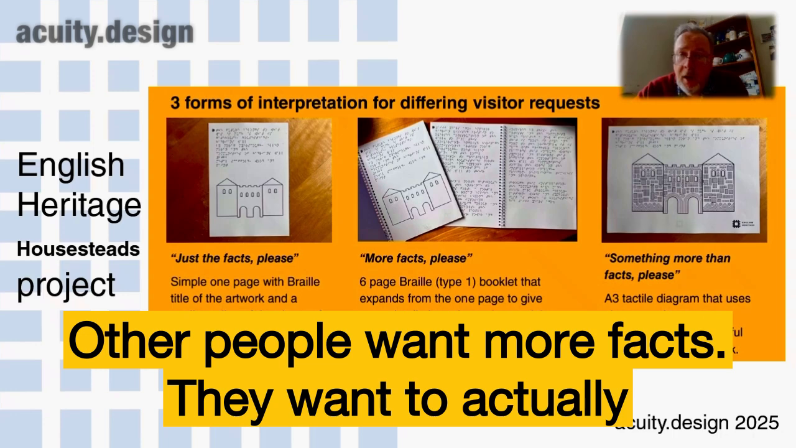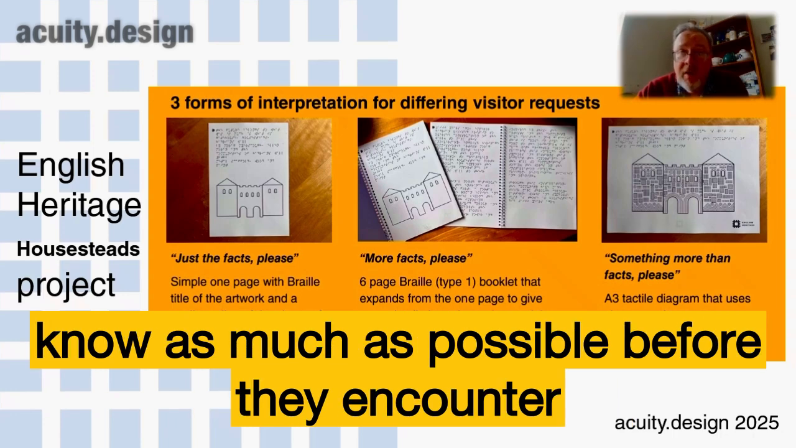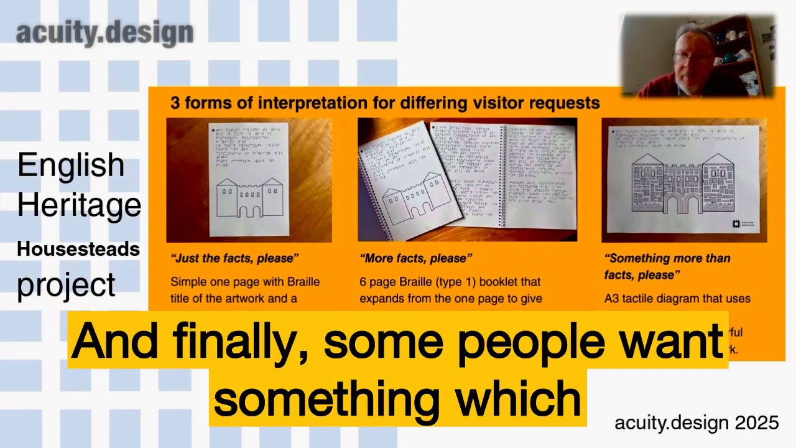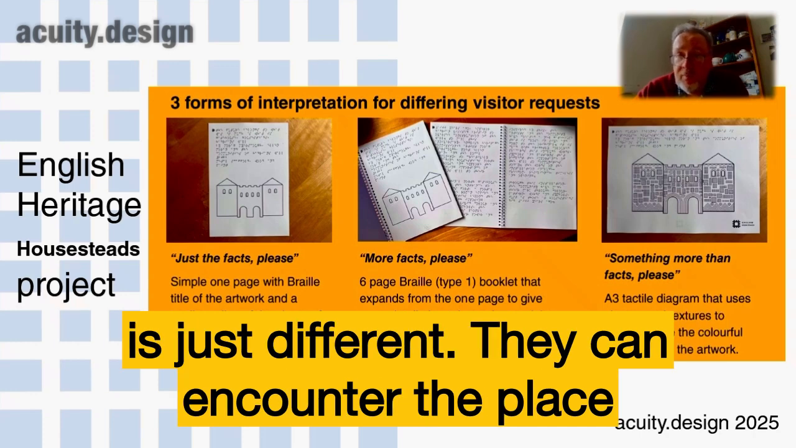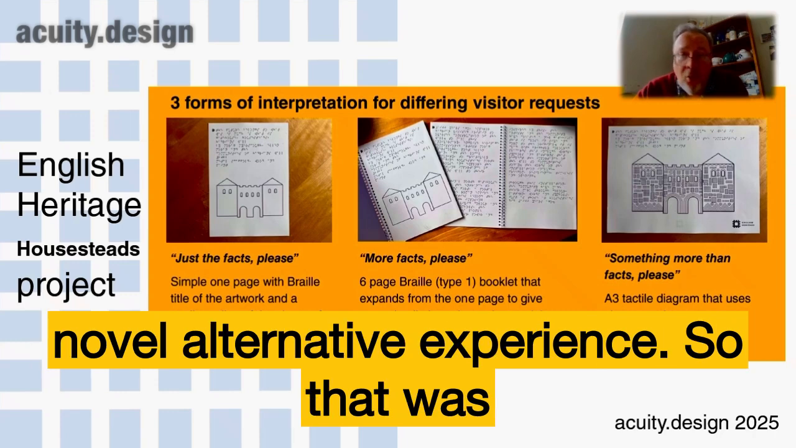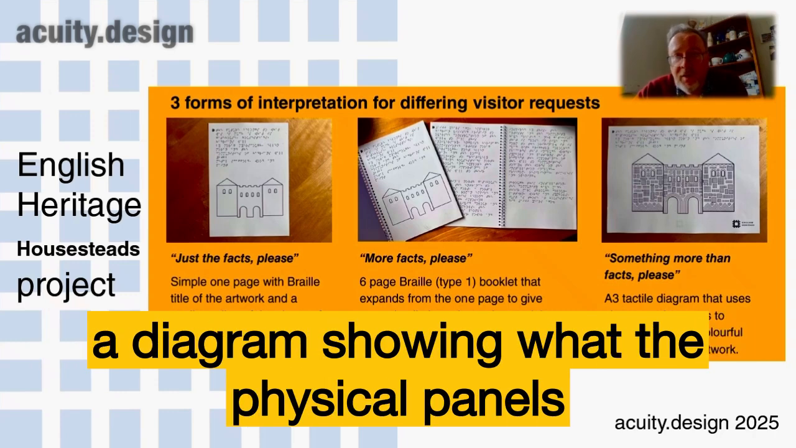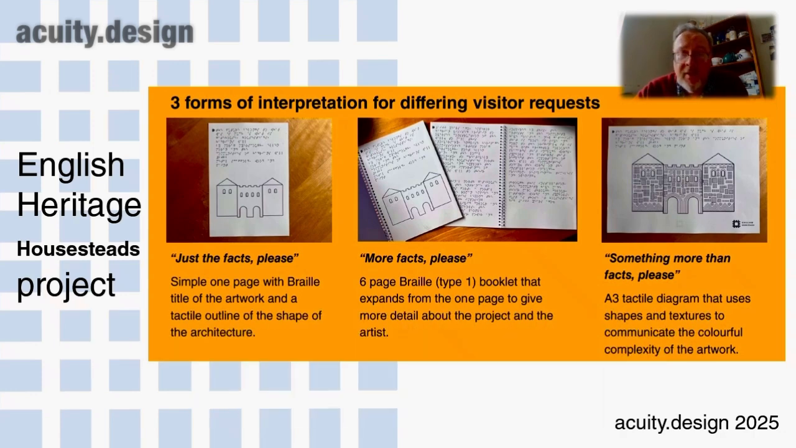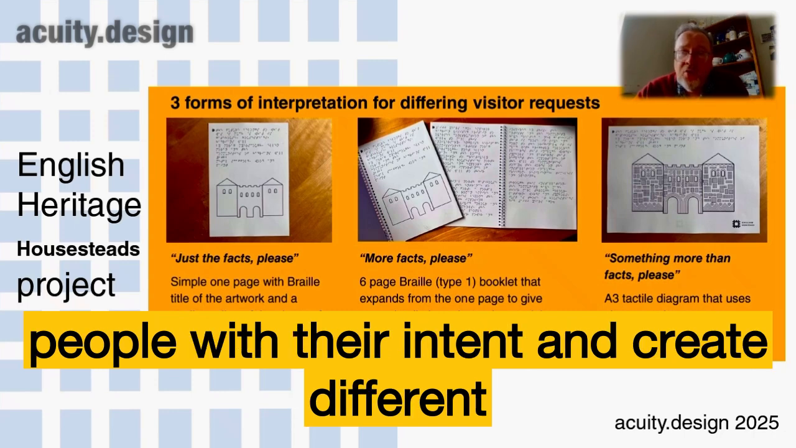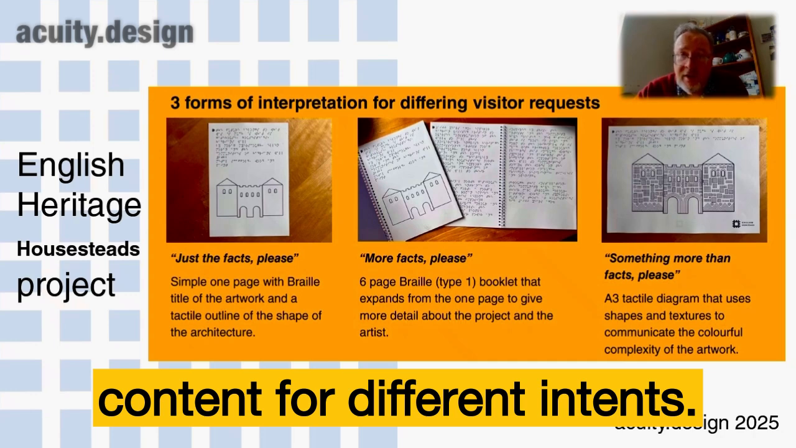Other people want more facts. They want to actually know as much as possible before they encounter it or as they go around it. So, more facts, please. And finally, some people want something which is just different. They can encounter the place as they wish, but what they would like is some novel alternative experience. So that was a diagram showing what the physical panels of the space were. All of this is about trying to meet people with their intent and create different content for different intents.